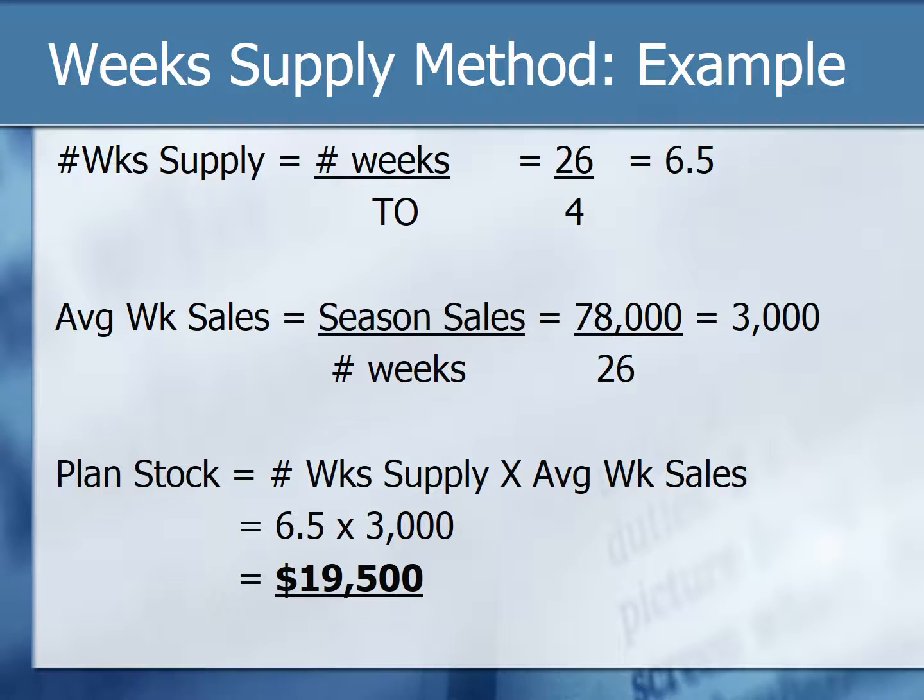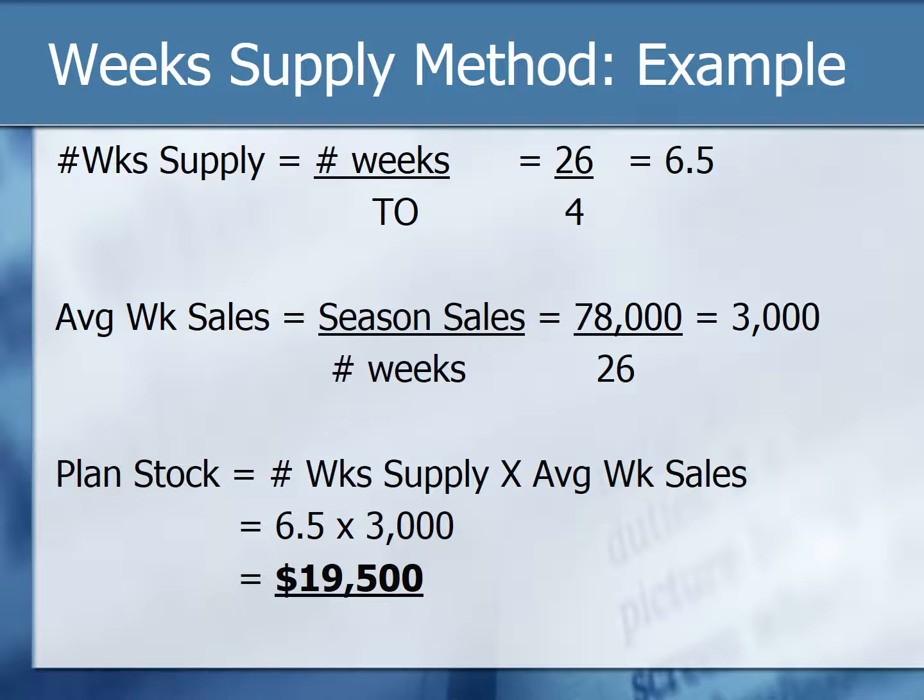Given this turnover plan, we first had to calculate the number of weeks of supply. A season has 26 weeks, so 26 divided by the seasonal turnover of 4 gave us a number of weeks supply of 6.5. This means we want to carry 6.5 weeks sales worth of merchandise, right?